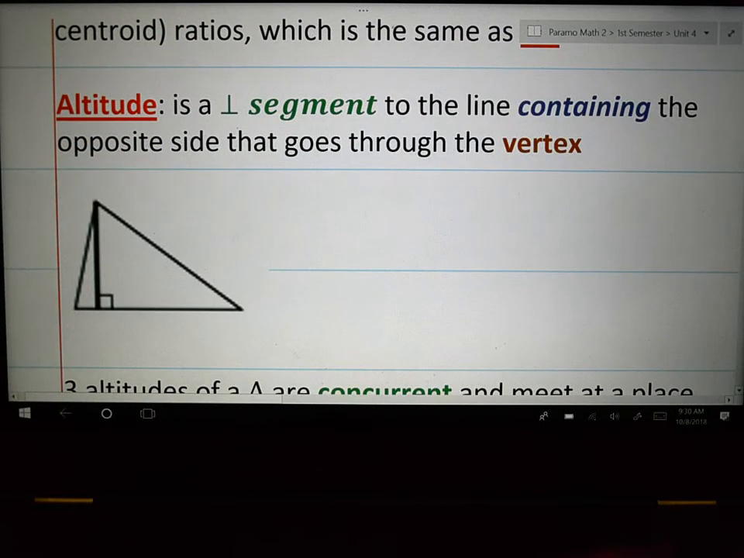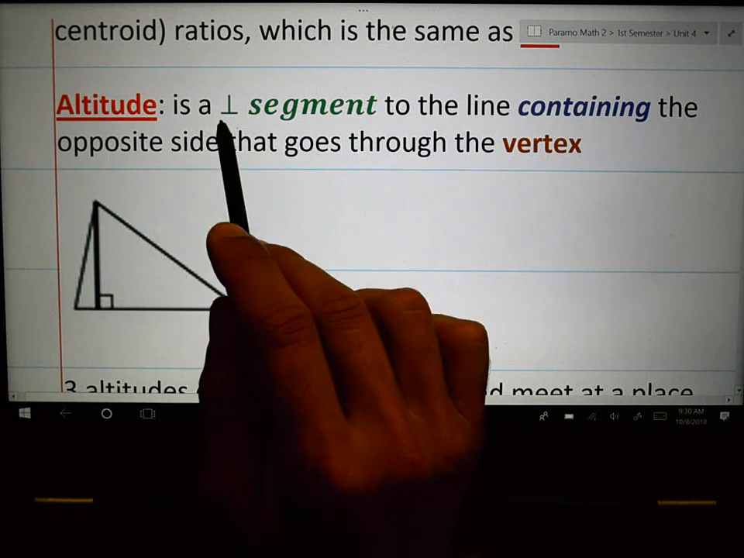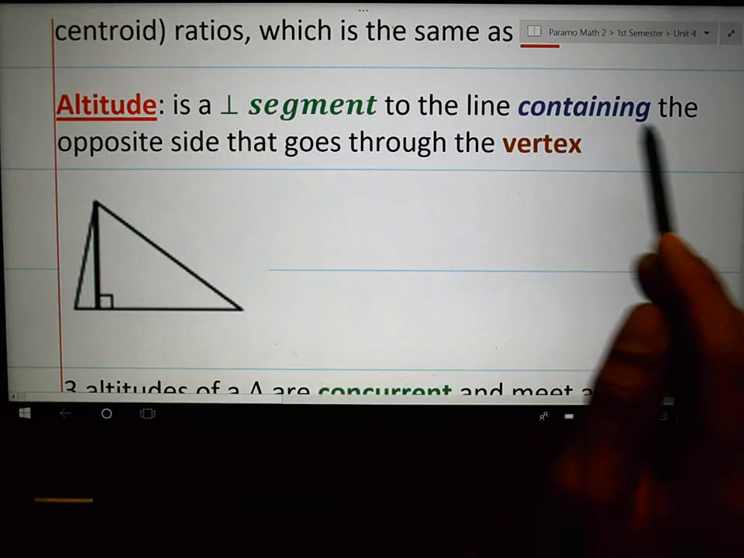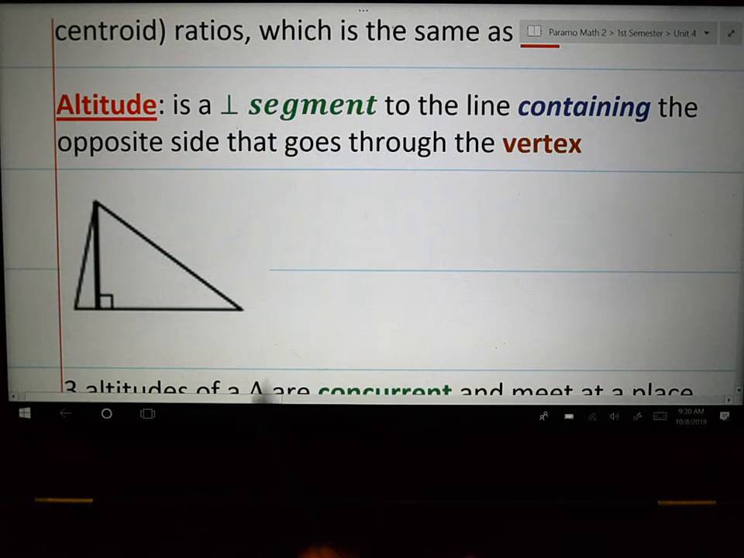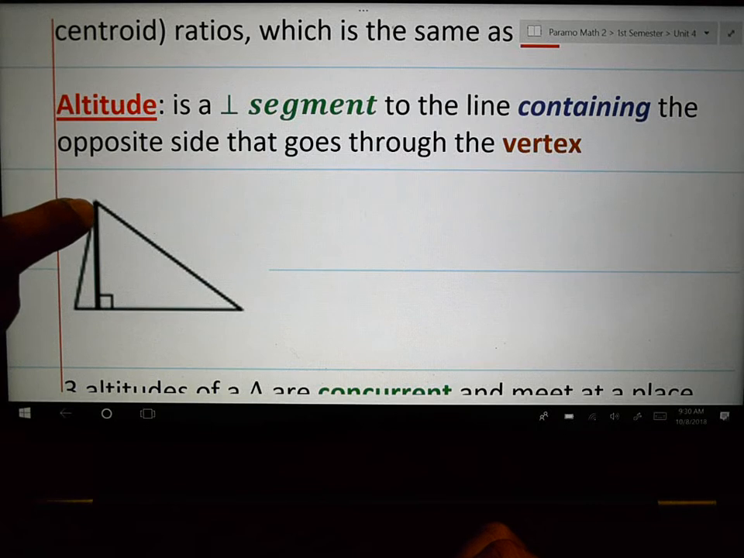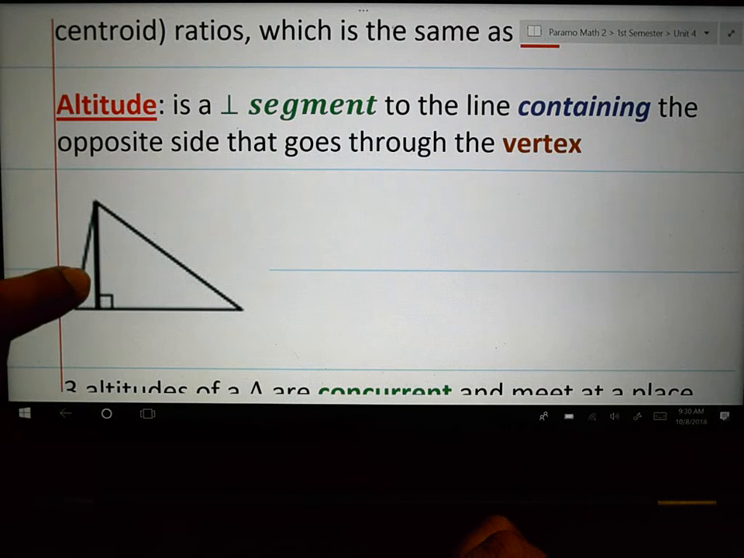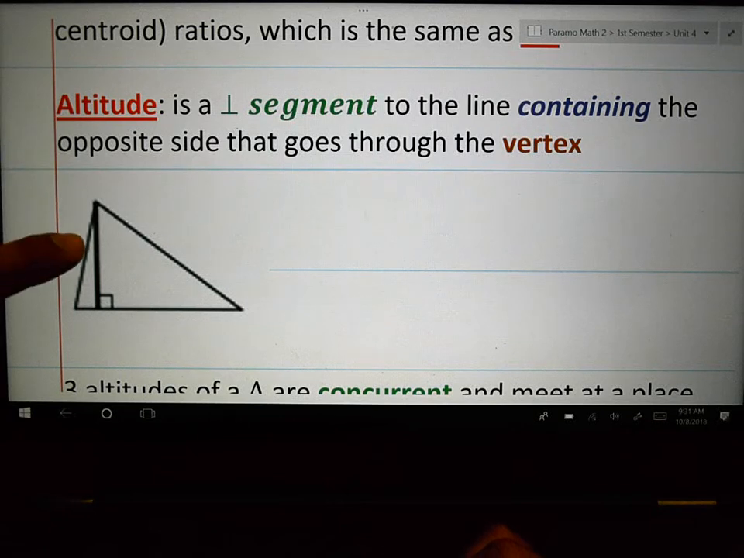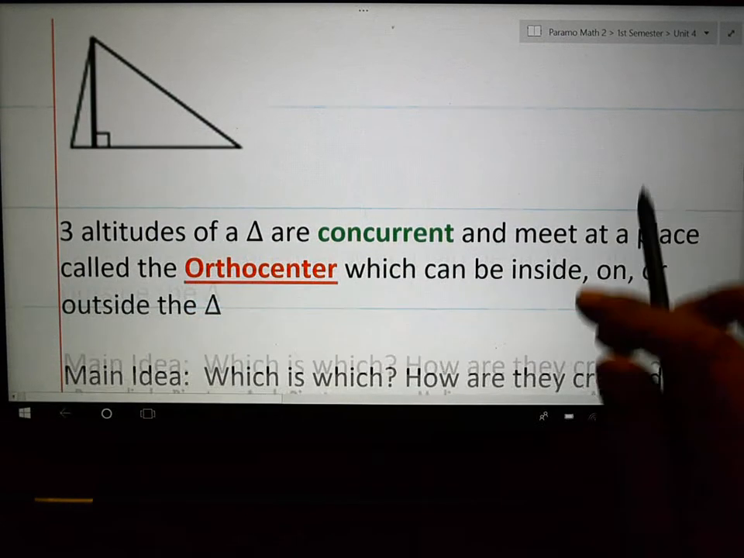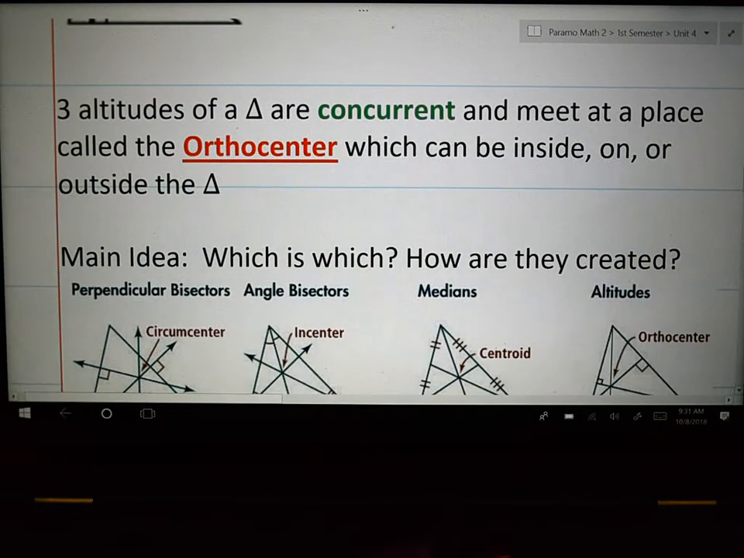The second idea that you're going to have to know is something called an altitude. Altitudes are perpendicular segments to the line containing the opposite side that goes through the vertex. Meaning if I go through the vertex and I am perpendicular to this side, this is an altitude. It's not a median, it's not an angle bisector, it's not a perpendicular bisector. It's an altitude.